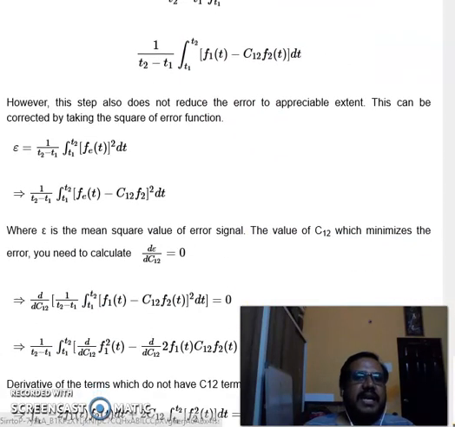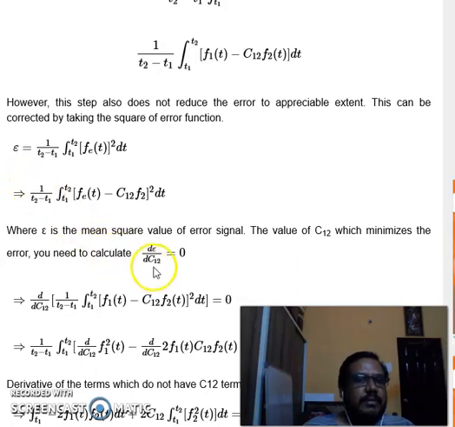So what is taken is the mean square error, where mean means 1 by t2 minus t1 integration of t1 to t2 of the square of the error. The error is nothing but f1 of t minus c12 f2 of t. Now we are trying to minimize this mean square value of the error signal.